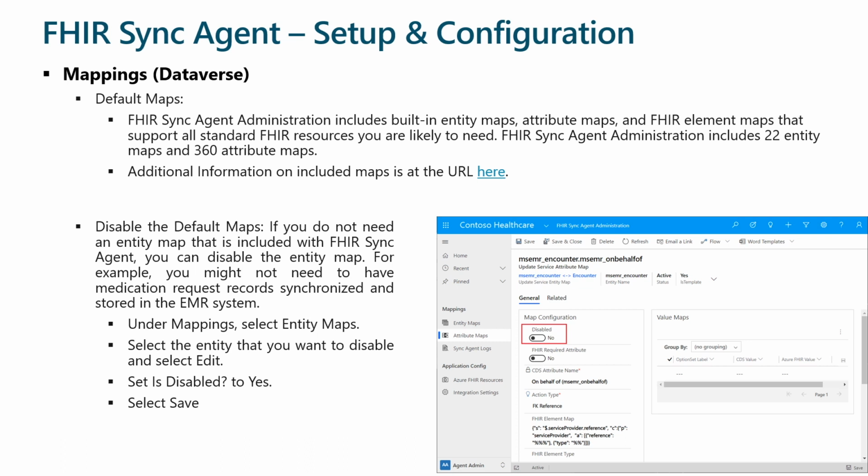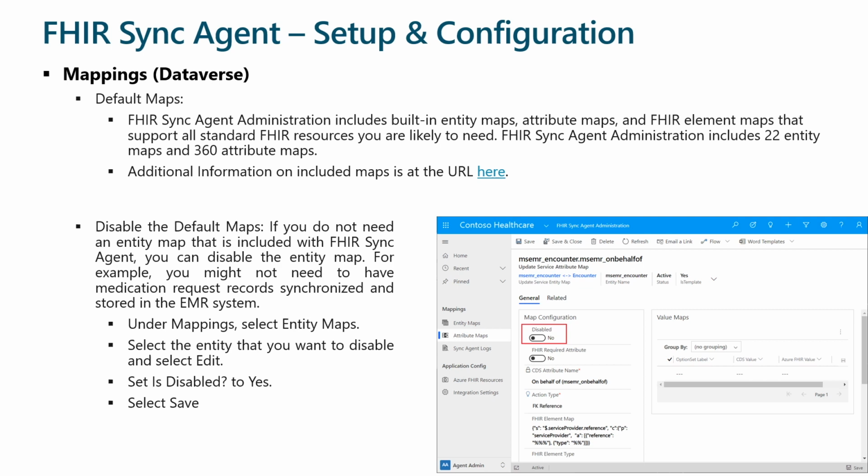Now, after configuring the Dataverse integration settings, let's take a look at the mappings available within the FHIR Sync Agent administration app. To reduce the need to manually create entity maps for FHIR resources, FHIR Sync Agent includes built-in entity maps, attribute maps, and FHIR element maps that support all standard FHIR resources you are likely to need. FHIR Sync Agent administration includes 22 entity maps and 360 attribute maps out of the box. Additional information on the included maps can be found at the link here.